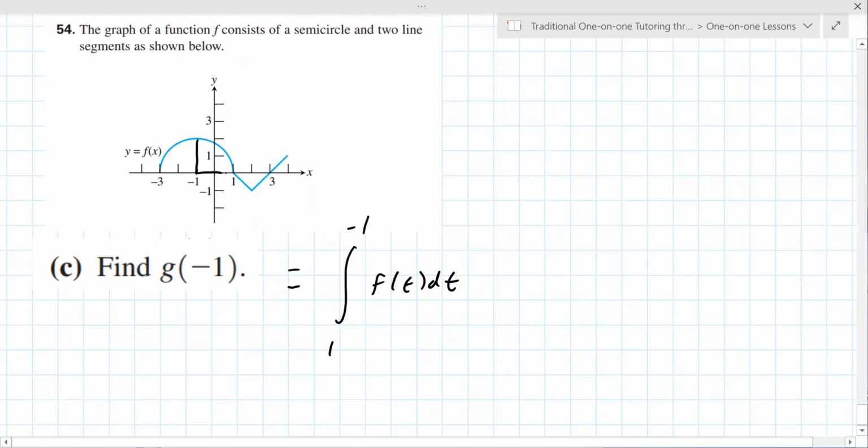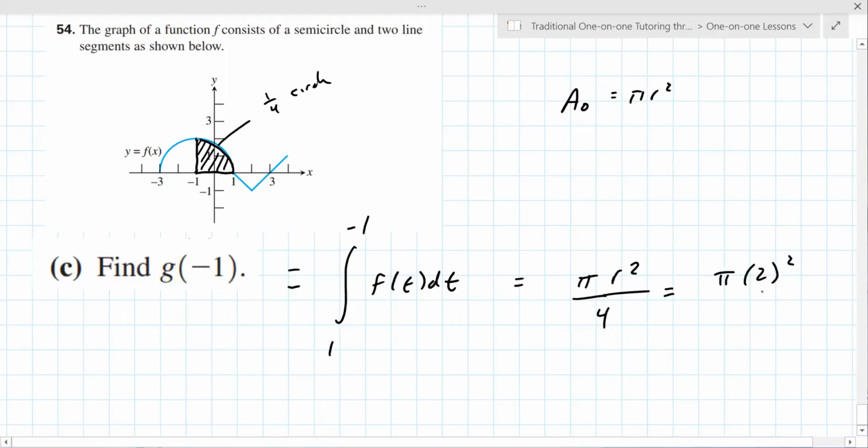Okay, and if I carve out this shape here, we know that this is a semicircle, so this right here would make a quarter circle. So your area of a circle is pi r squared. So here it's pi r squared, but you divide it by 4 because you only need a fourth of it. And your radius in this case is 2. So it's pi times 2 squared over 4, but it's negative because of the whole discussion we've been having. Okay.